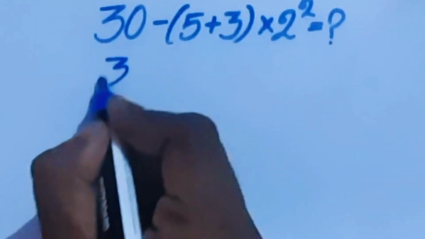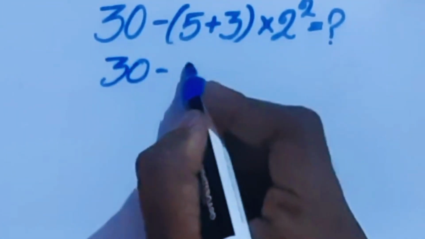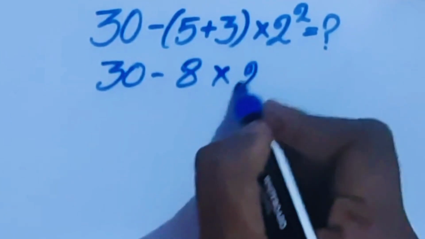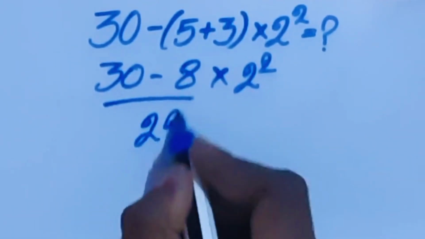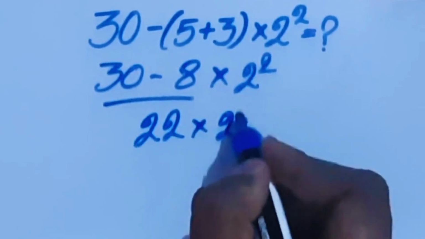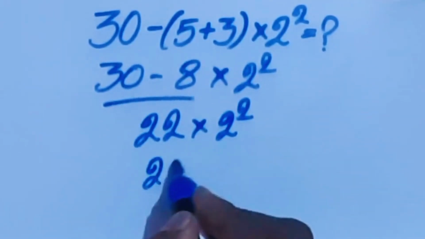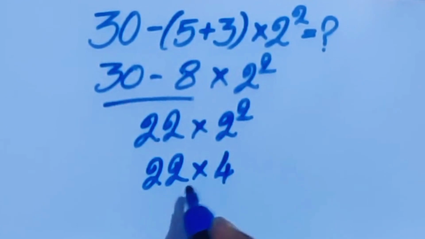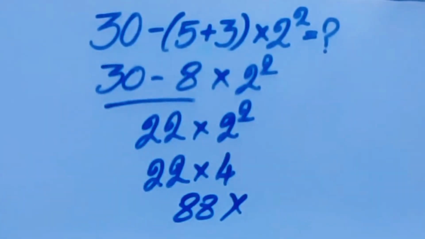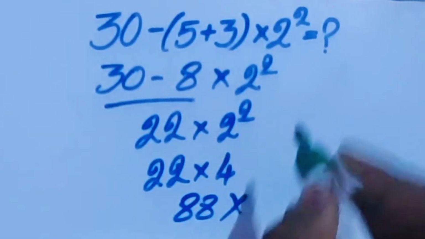I guess here, 30 minus 5 plus 3 is 8, times 2 power 2. Here, 30 minus 8 is 22, times 2 power 2. Here, 22 times 2 power 2 is 4. Here, 22 times 4 is 88, which is the wrong answer. As per this order of operations, this 88 is the wrong answer.